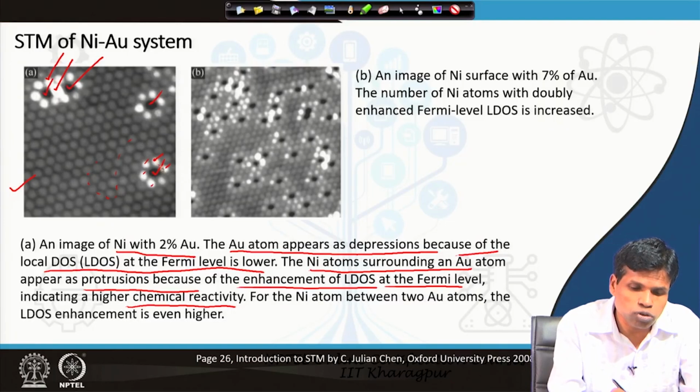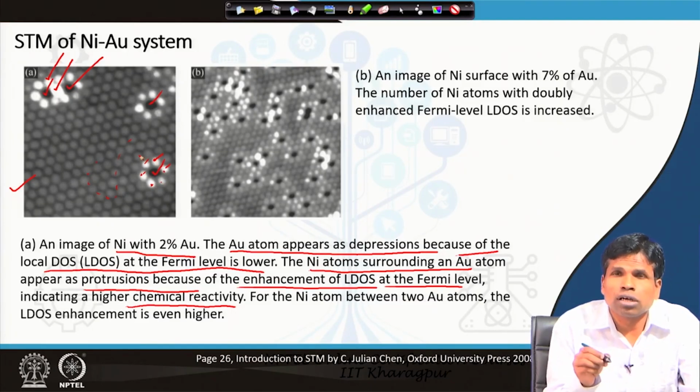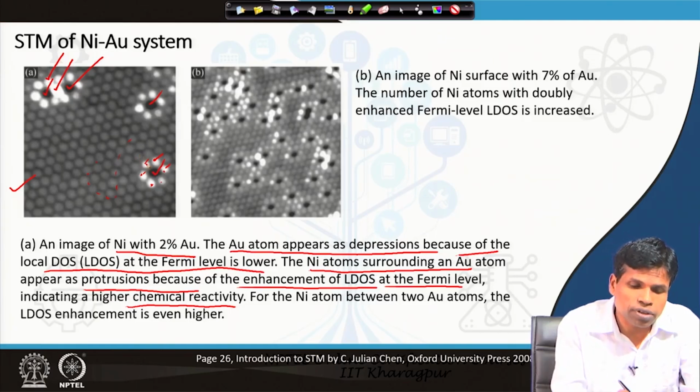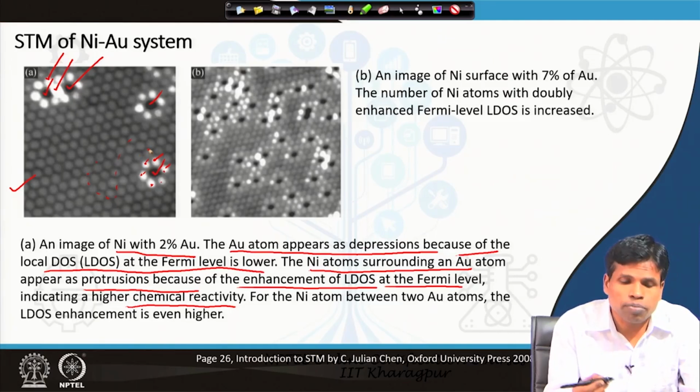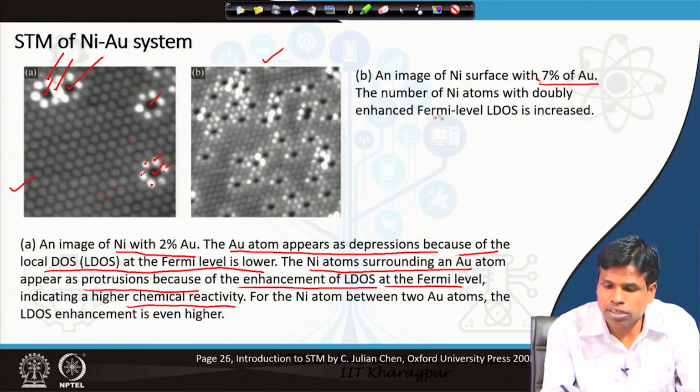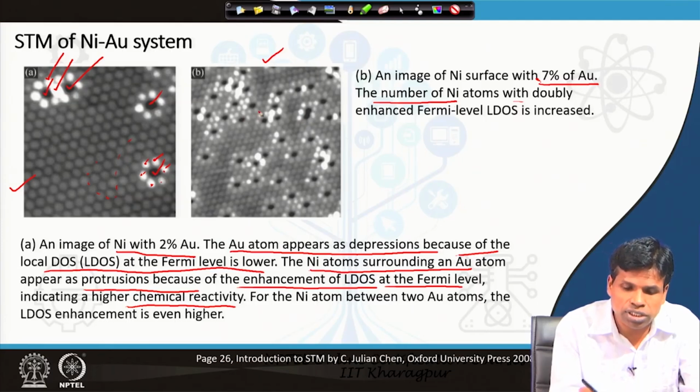Therefore, the atoms which are close to the gold atom are not the normal nickel, but rather they undergo some changes. Therefore, they are showing a much higher density of states. And in the second image, this is a 7% gold sample, the number of nickel atoms enhanced, and therefore you see quite a large number of such atoms, because the number of gold atoms is much higher.